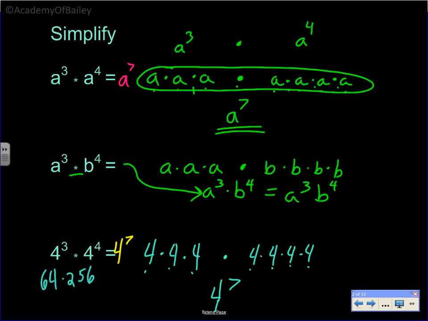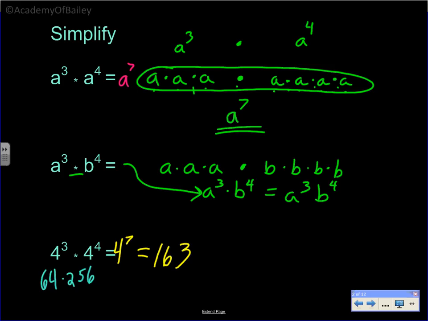That's going to benefit us because we only have to press, you know, 2 or 3 buttons in our calculator, whereas 4 cubed times 4 to the fourth, there's more buttons to press, and with more buttons, more of a chance for an error. 16,384 will be the answer there.